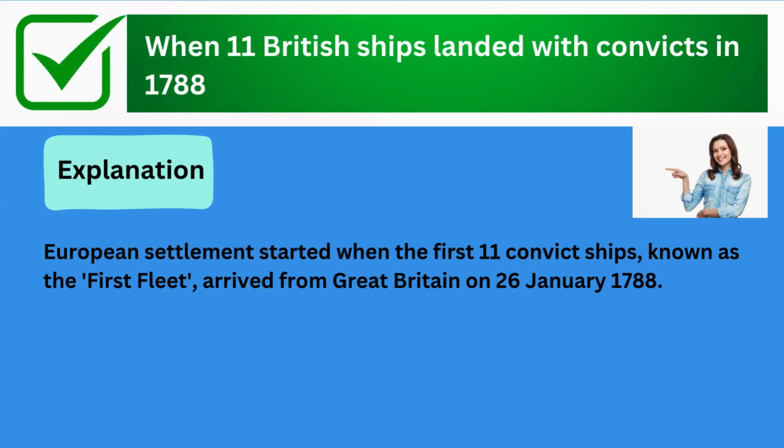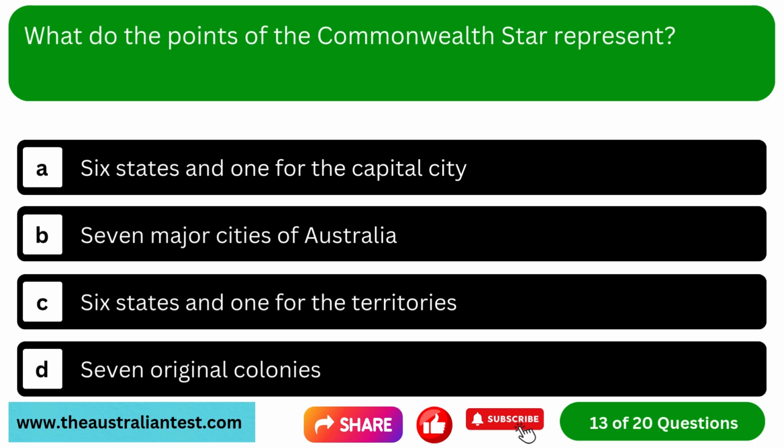The correct answer is when 11 British ships landed with convicts in 1788. Explanation: European settlement started when the first 11 convict ships, known as the First Fleet, arrived from Great Britain on 26 January 1788.